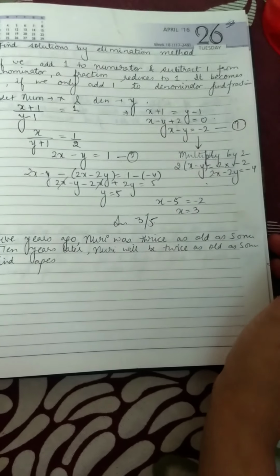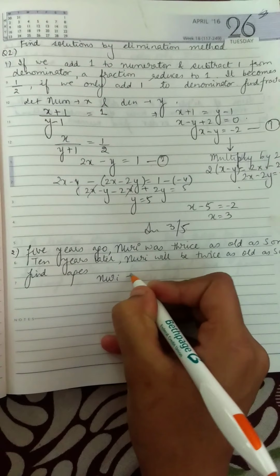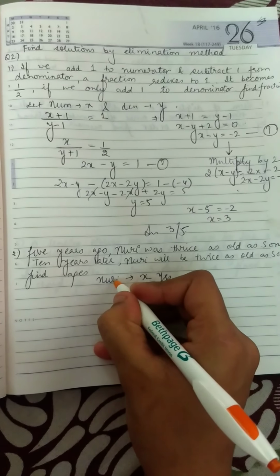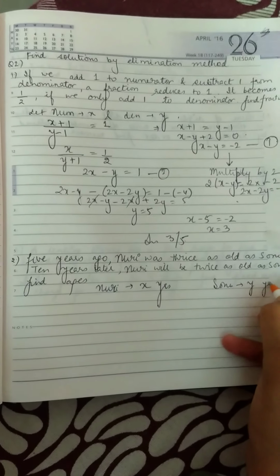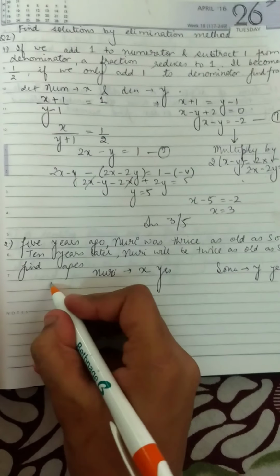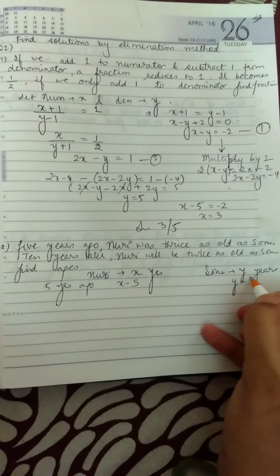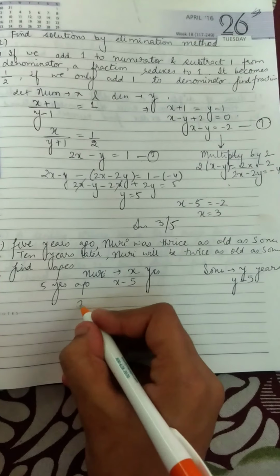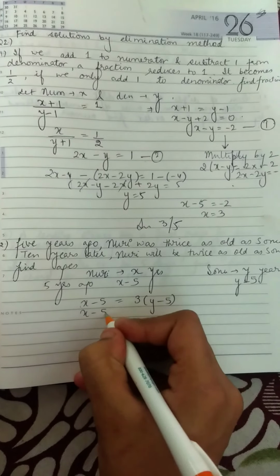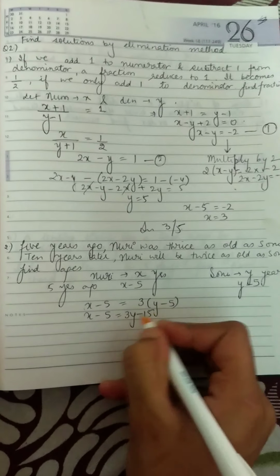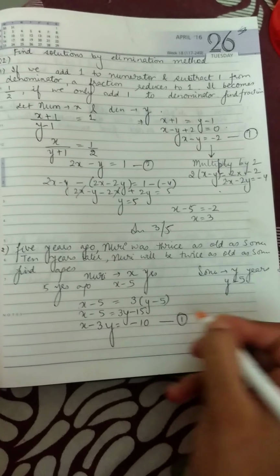Now, 5 years ago Nuri was thrice as old as his son. So let Nuri be x years old. Do write the units. And Sonu is y years. 5 years ago, that means their ages will be x - 5 and y - 5. Nuri was thrice as old as Sonu. So our equation becomes x - 5 = 3y - 15. Therefore x - 3y is equal to -10. This is our first equation.